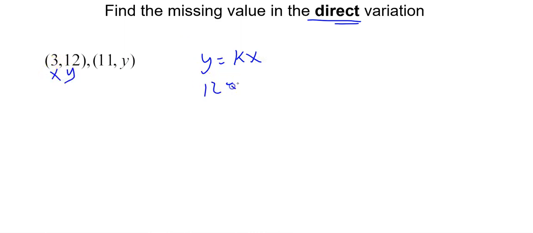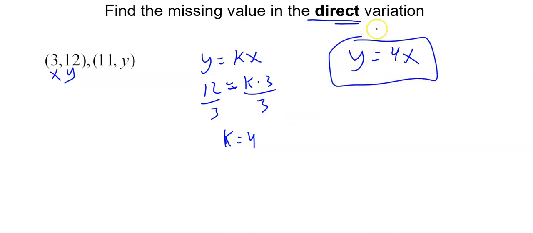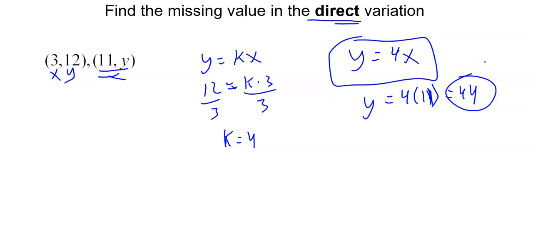Maybe plug them in. 12 equals k times 3. So we divide by 3, you get k equals 4. My equation would be y equals 4x. Plug in this value here for x, so y equals 4 times 11, which is 44. I'll take 11 right there. So we get that the second answer, find y, is 44.